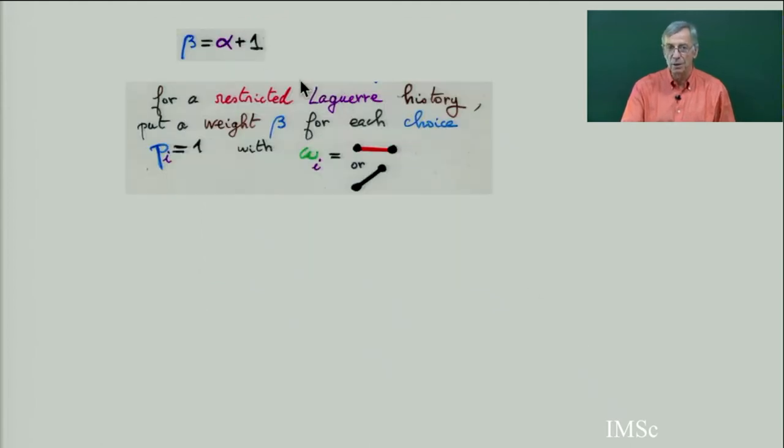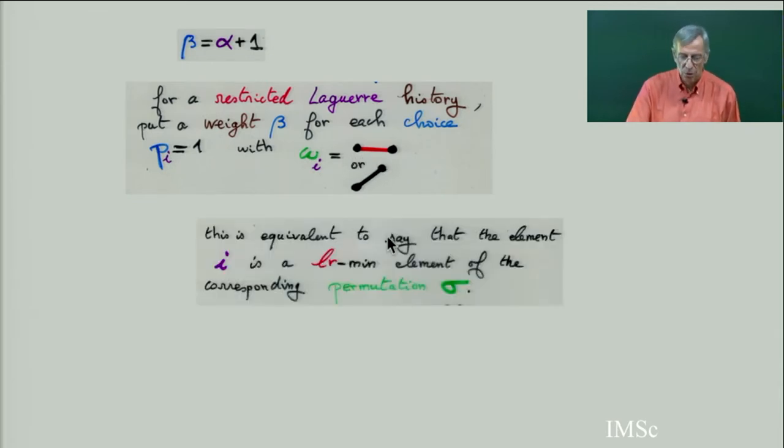So for this history, I will change the variable alpha into beta, alpha plus 1. Because when I put alpha equals 0, I get beta equal 1, and beta will be the new parameter. Beta will be a new parameter each time you take the first choice. So for restricted Laguerre history, you put a weight for each choice of this kind, with the choice one, and with the red, or northeast step.